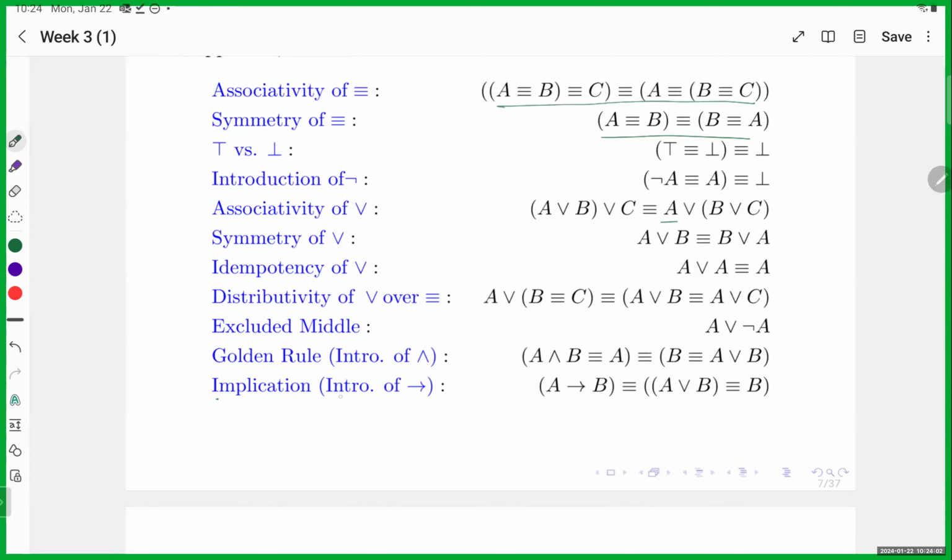Now, the last one, the introduction of the implication symbol, tells us that A implies B is equivalent to A or B is equivalent to B. Again, it's not completely obvious, but this can be checked using a truth table that really A implies B and A or B is equivalent to B. They have the same truth table because this is always true unless A is true and B is false. The same here. A or B equivalent to B is only false if A is true and B is false.